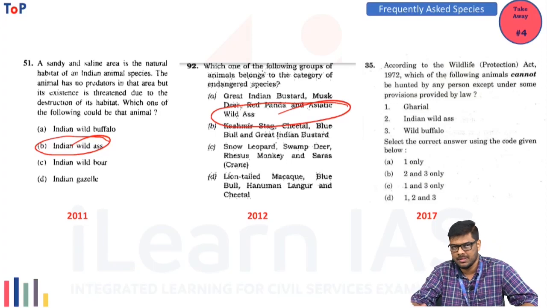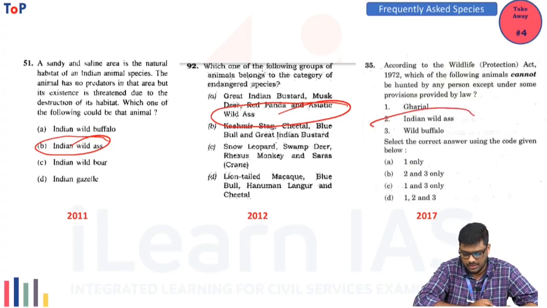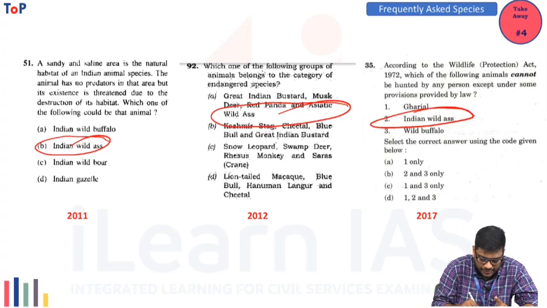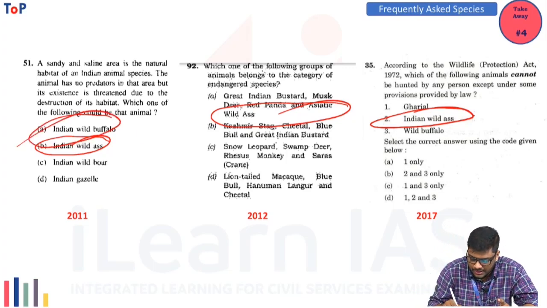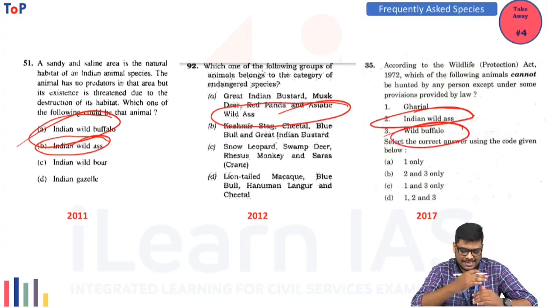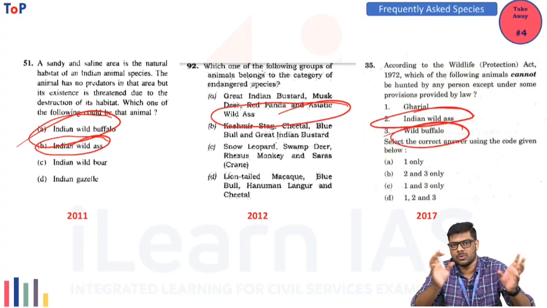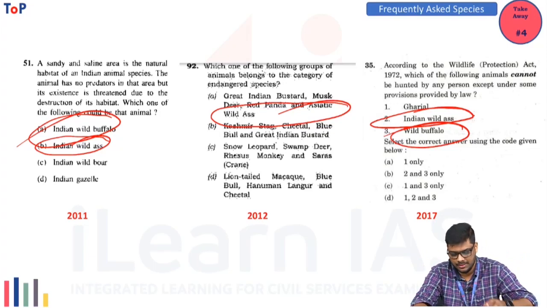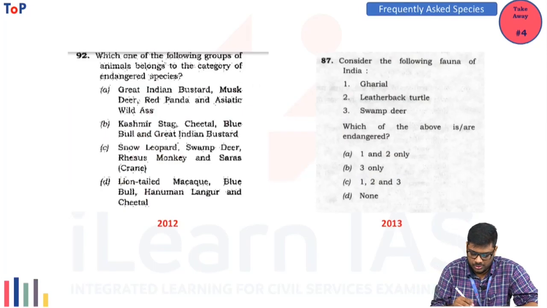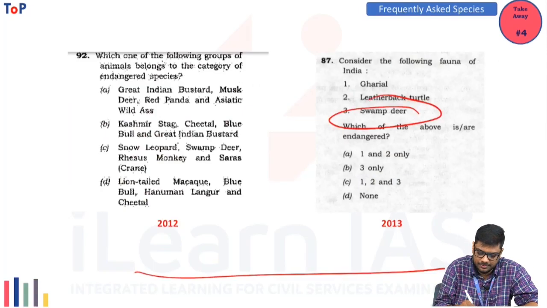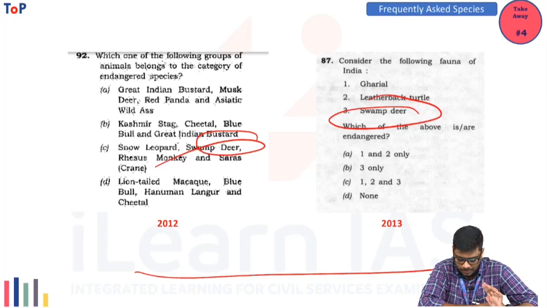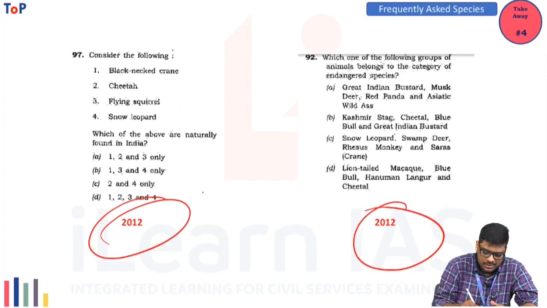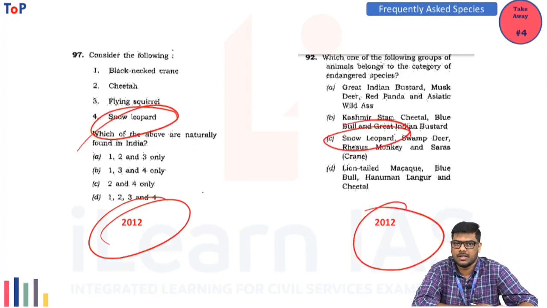Asiatic wild ass is the same as Indian wild ass. Look at Indian wild ass here. Same options, right? And look at Indian wild buffalo here and Indian wild buffalo here. Look at 2 similar options in 2 different years' exams. See, UPSC is repeating its pattern, everything is repeating. And here in 2012 and 13, UPSC repeated swamp deer. And in 2012, as I said earlier, snow leopard was repeated twice.